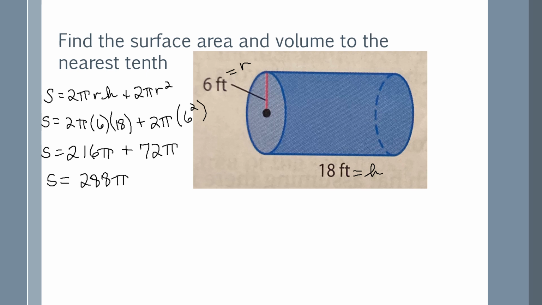Now they asked us to go to the nearest tenth, so we would just take 288 and multiply it by pi. We would end up with 904.77. So the surface area is approximately 904.8 square feet.